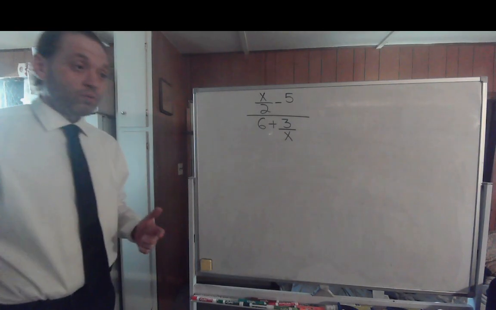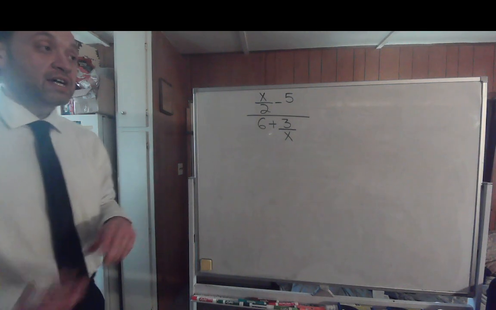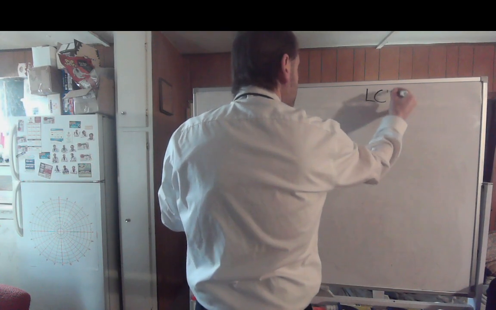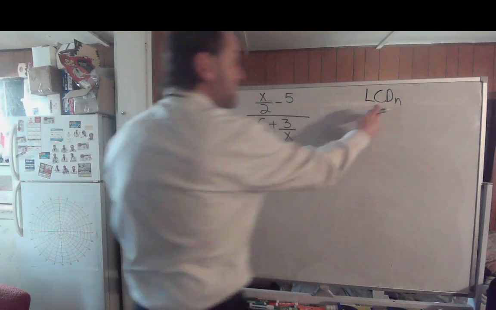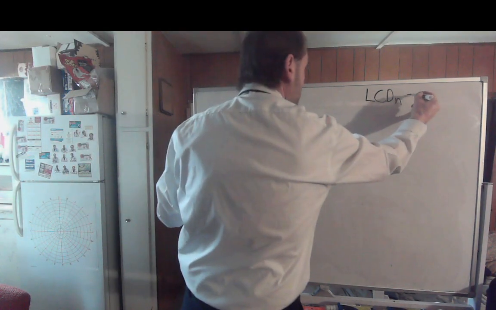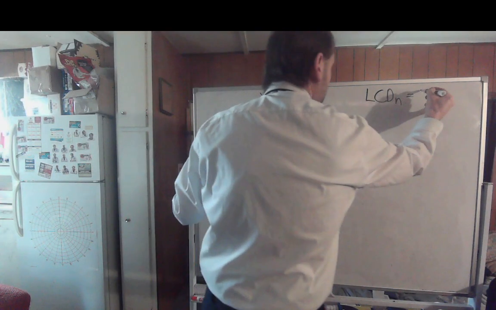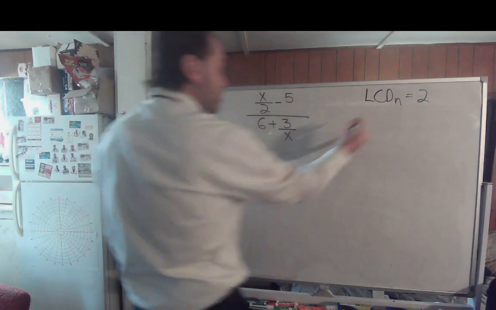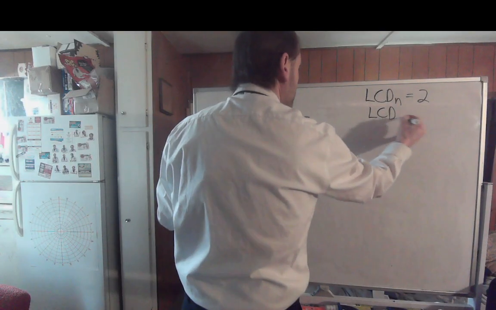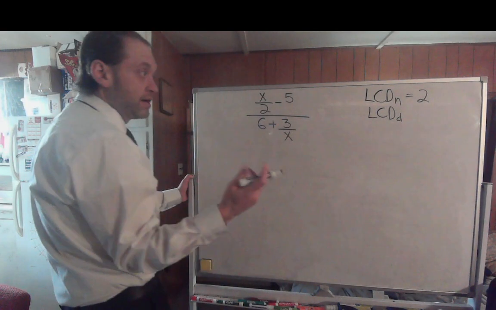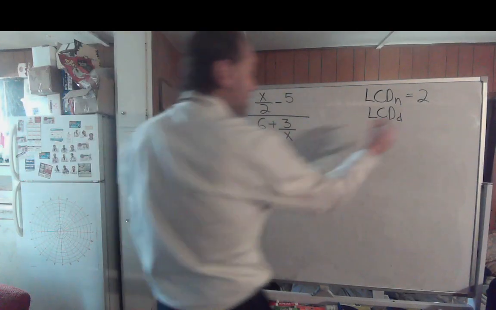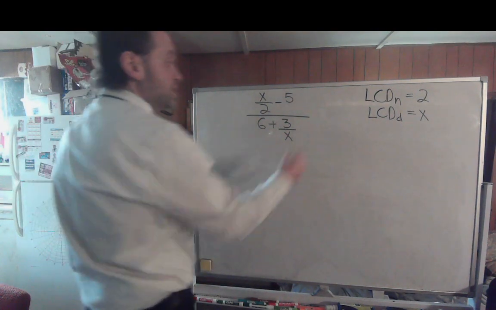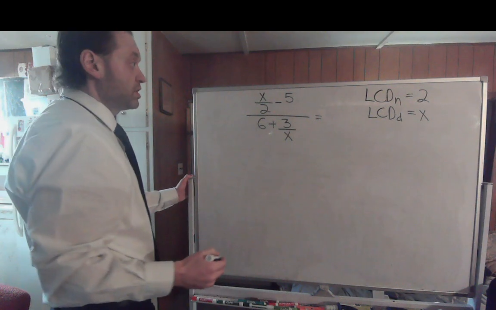Which means to start with, you're going to have two least common denominators. So I'm going to call this LCD sub n, meaning least common denominator of the numerator. Clearly that's going to be 2, right? And then the least common denominator of the denominator, that'll be LCD sub d, and that would definitely be x, right? So we have two least common denominators. Knowing that, let's go ahead and go forward.